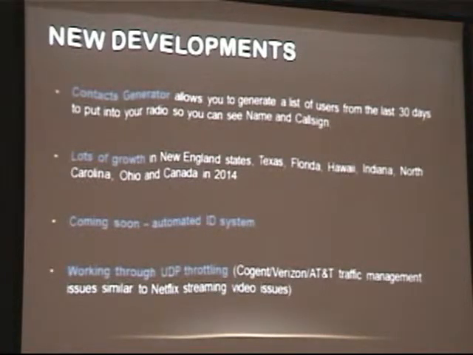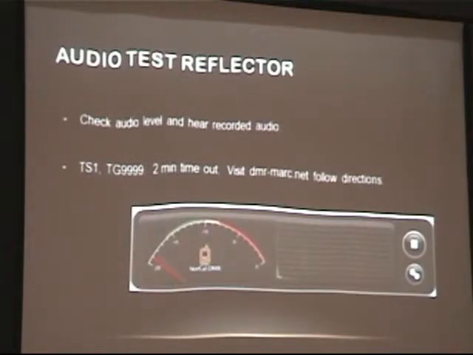Automatic ID system, that'll probably save Doug a lot of problems because he's the one that issues all the IDs for the entire system, and hams will be able to go right to a website and sign up and get their ID number so they can get operating right away. Have an audio test reflector. If you want to find out what you sound like, you can go to time slot 1, talk group 999, key up, and you can hear yourself coming back. You know exactly what you sound like, whether your radio is over modulating, if it needs to come up a little bit, that sort of thing.